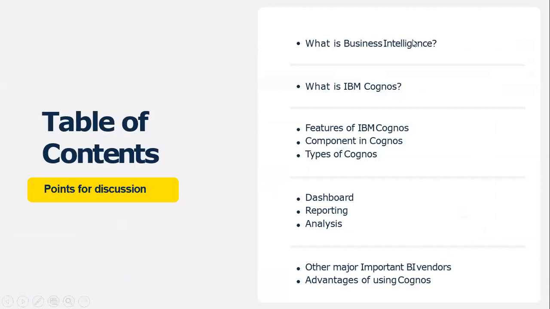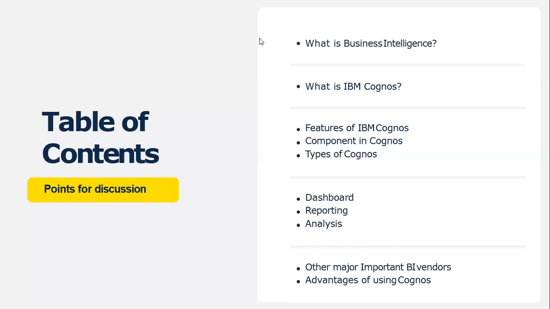So we have seen business intelligence, right? So we'll understand what is IBM Cognos. Basically, IBM Cognos is a business intelligence tool which is offered by IBM. If you look at Salesforce, we have Tableau, the business intelligence tool provided by Salesforce. In the same way, Microsoft is providing the Power BI tool, Amazon Web Services is providing a tool, and Google is providing one as well. In the same way, IBM is also providing one business intelligence tool. We call that business intelligence tool IBM Cognos.